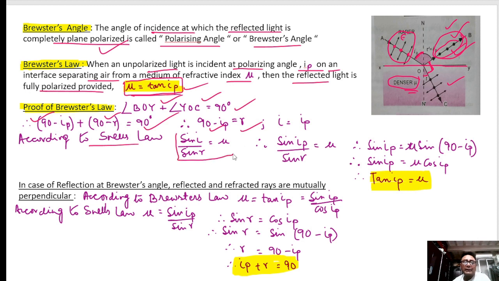Snell's law tells sin I by sin R equal to mu. So here I is actually the polarizing angle. So sin IP by sin R is mu. So sin IP equal to mu into sin R. R can be written as 90 minus IP, cos IP. So tan IP equal to mu. So this is the proof of Brewster's law.